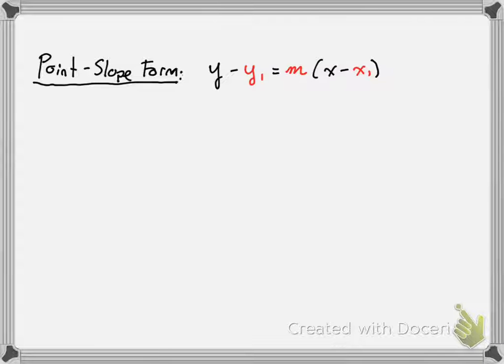So first we'll start with point slope form. Point slope form is y minus y1 equals your slope times x minus x1. Everything that you see in red is what you would plug into your equation.